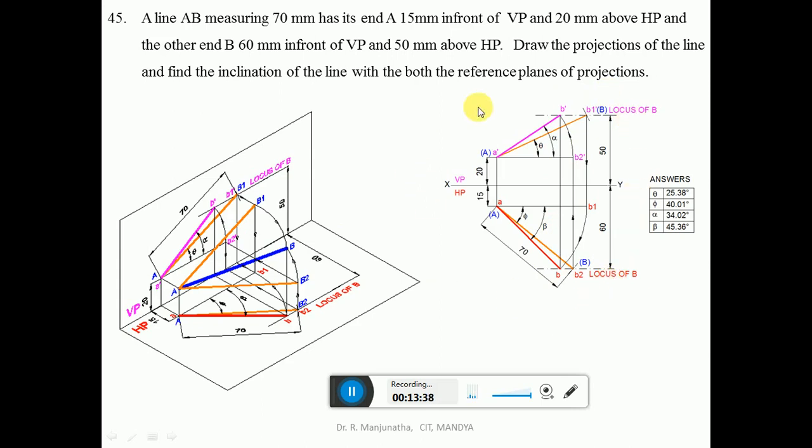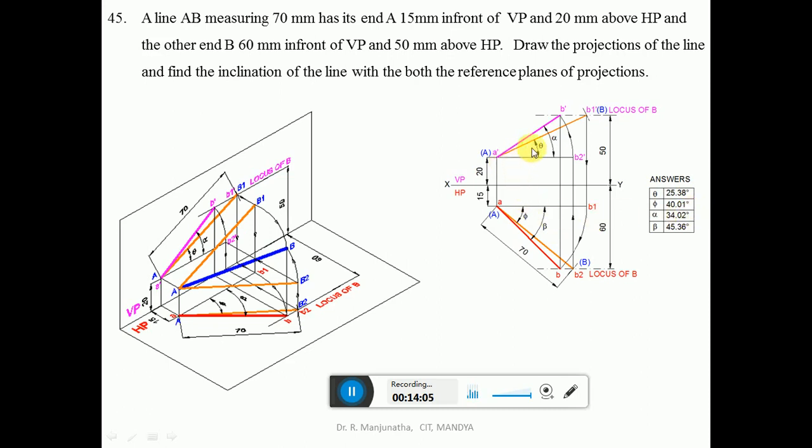But now we need to find out the true and apparent inclinations. The true inclination with respect to HP, which is theta, is 25.38 when you are doing it in computer, but when you are doing it manually, it will be 25 degrees. True inclination with respect to VP, which is phi, is 40.01 in computer. When you are doing it manually, it is 40 degrees.